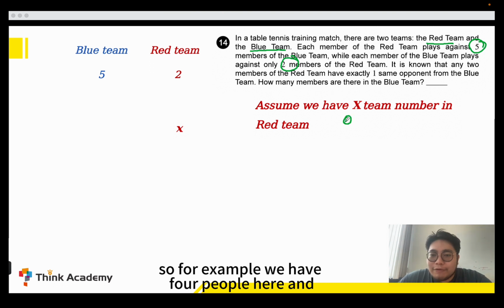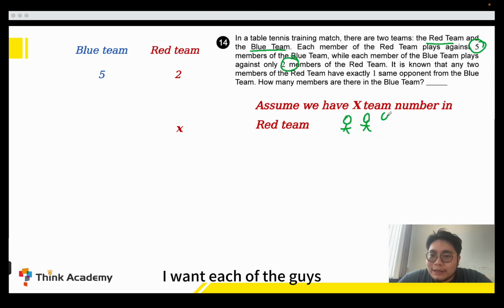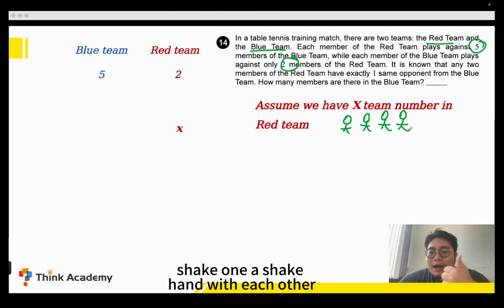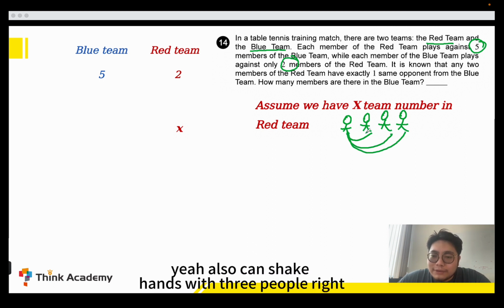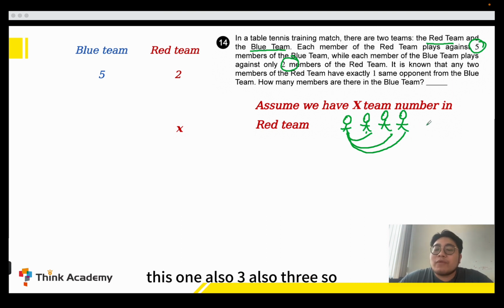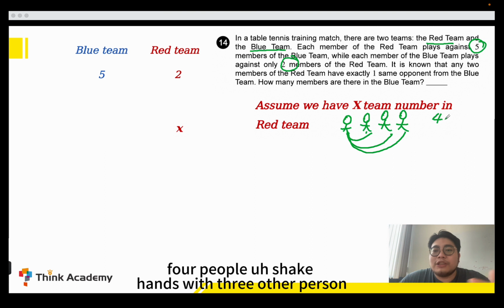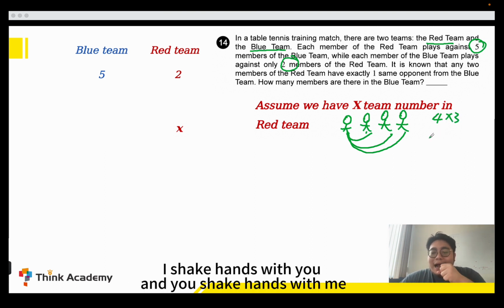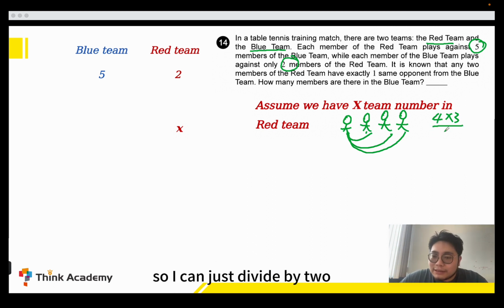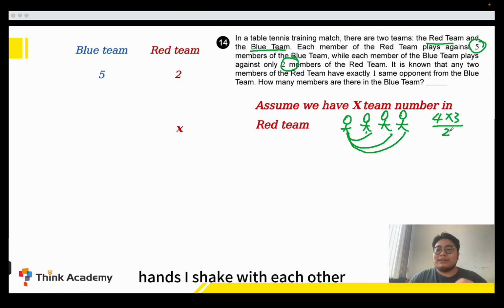So for example, we have 4 people here, and I want each of the guys to shake hands with each other. This one shakes hands with 1, 2, 3 people, and this one also can shake hands with 3 people, right? This one also 3. So 4 people shake hands with 3 other people, so 4 times 3. And remember, I shake hands with you and you shake hands with me, it's the same, so I can just divide by 2. So I can find out how many hands we shake with each other.